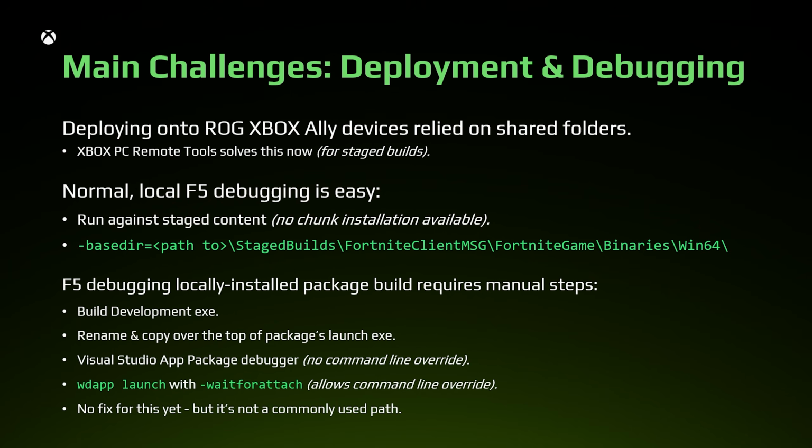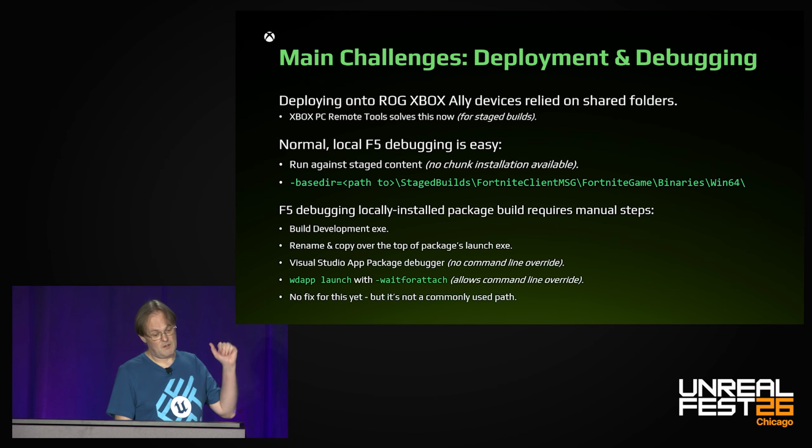The other challenges we faced were around deployment and debugging. So deploying, at the time, we didn't have the Xbox PC remote tools, so we relied on shared folders for deploying onto the ROG Ally devices for testing. The normal local F5 debugging is easy. If you want to just run against the stage content and you're not too fussed about debugging chunk installation, then you can just override the base directory like that, pointing to the binaries directory of your game.